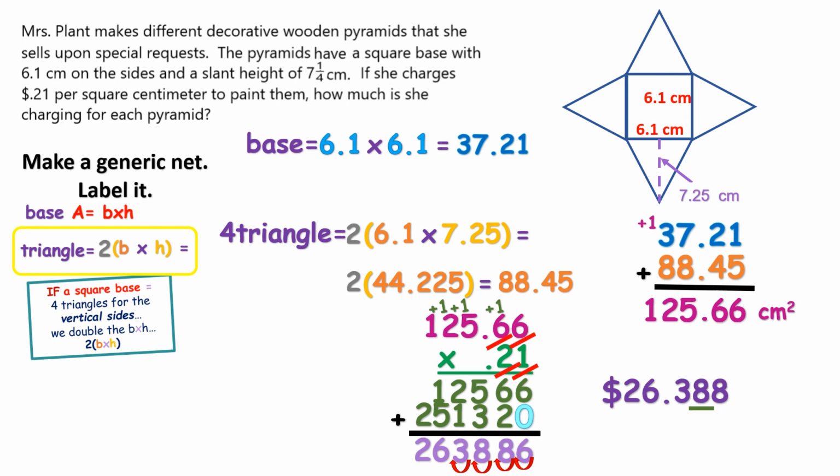Now I'm dealing with money, right? And when I'm dealing with money, I have to round to my nearest pennies, which is my second decimal position. It's hundredths because there are 100 pennies in a dollar. So my indicator is always to the right, and rounding tells me to change the 8 into a 9 because I'm going to round up. So how much does she charge per pyramid? $26.39.